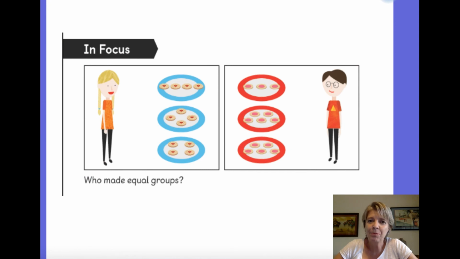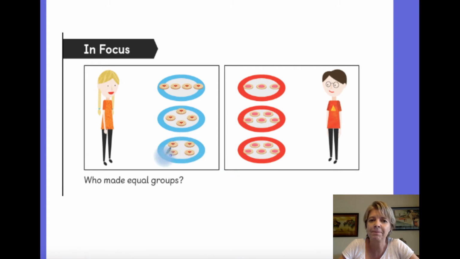Okay, have a look at the boy and the girl. Which one has made equal groups? Have a look. Is it the boy? Are his 3 groups all the same? Or is it the girl? Are her 3 groups all the same? Can you tell? Well, the easy way to solve this problem is to count them.